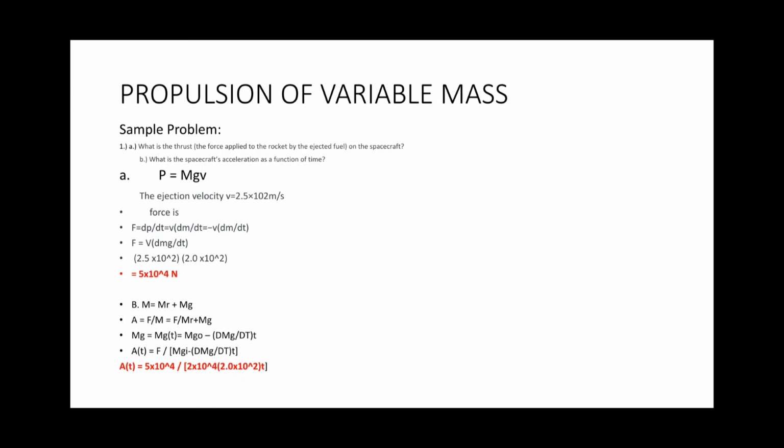Then you need to use the function we obtained in part B and just substitute the numbers given to get the continuously decreasing fuel in the rocket, and that's the answer for letter B.